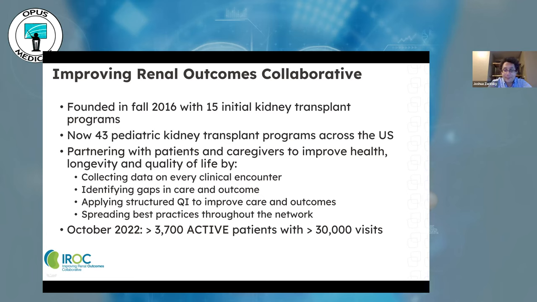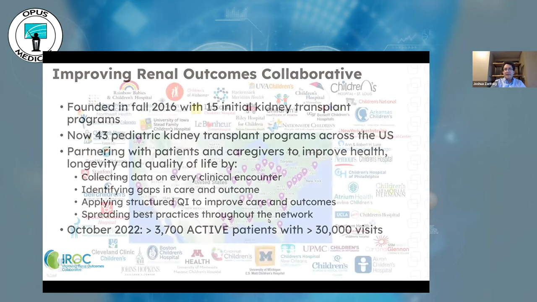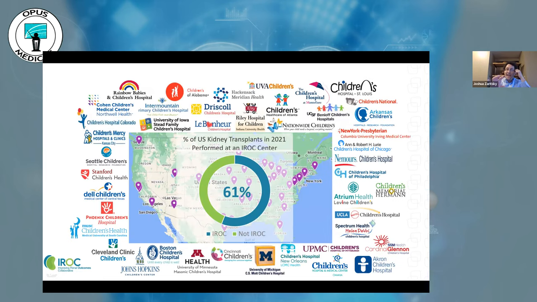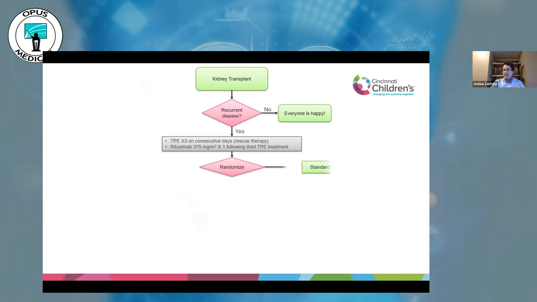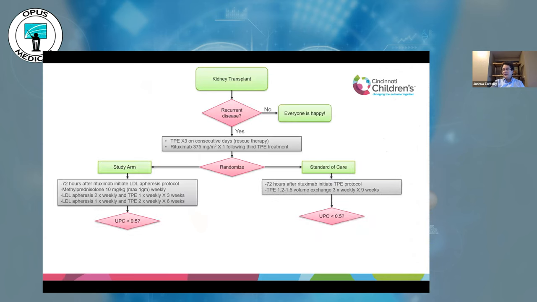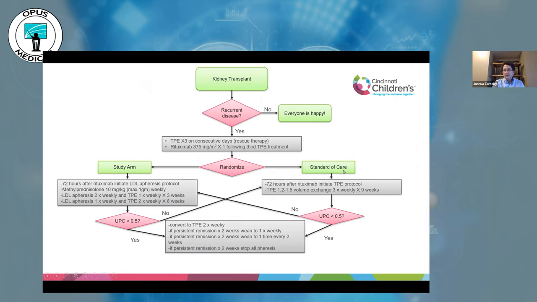There's now 43. So it's a very large cohort of pediatric transplant patients, and they collect data prospectively, and you can see how many active patients. I think the big thing is, here's some of the centers, is that they covered in 2021, 61% of the US kidney transplants were performed at an IROC center. So this is the center we're gonna leverage to basically do a randomized controlled trial comparing the standard of care, which of course would be TPE on the right-hand side, to the study arm, which would include LDL apheresis.